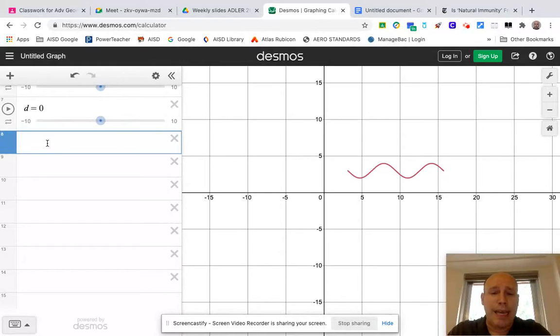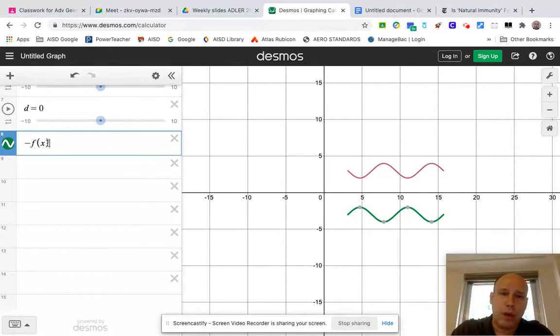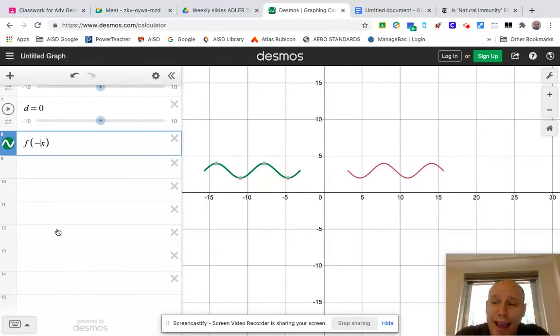Okay, so my first reflection: if I negate the whole thing, if I do negative f of x, we see that this is a reflection over the x-axis. If you think about it, all the y values are negated, so it's like throwing a penny into a reflecting pool. It drops to the bottom. Now, if I negate all the x values, we can see that it's a reflection through the y-axis.